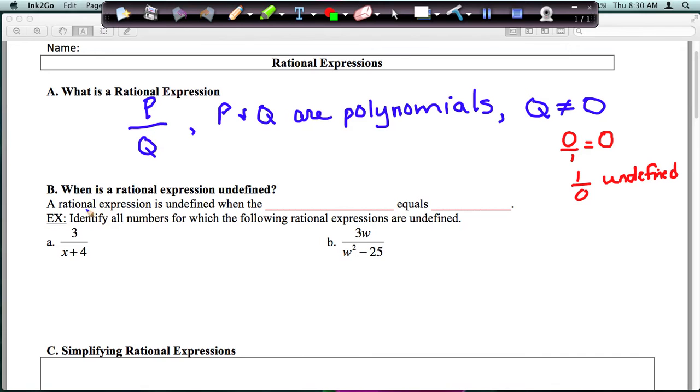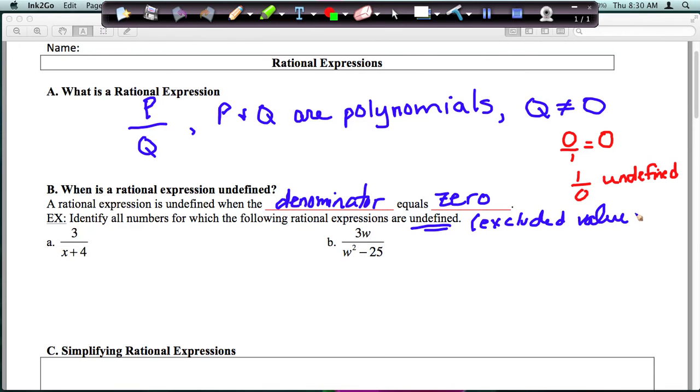Okay, so for B, when is a rational expression undefined? Let's write this out. It's undefined when the denominator equals 0. When you're asked to identify all the numbers for which the following rational expression is undefined, that means what values do you have to exclude? That's another way to say it. You only need to look at the denominator, not the numerator. The issue is this denominator cannot be 0. That's when it would be undefined.